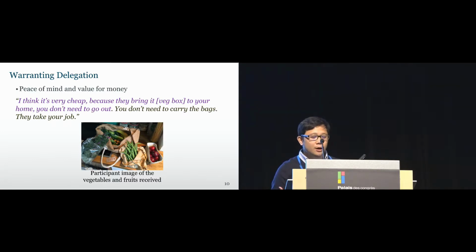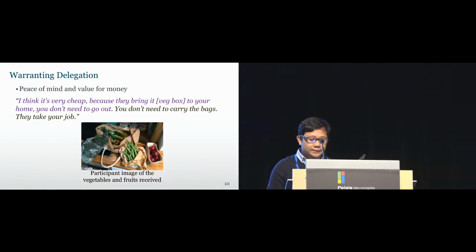The first theme is about warranting delegation. So our findings revealed that for people to be encouraged to delegate agency, especially to an unpredictable service, there are various conditions that need to be met. For instance, participants warranted agency delegation on the grounds that the veg box provided them with peace of mind. For example, this ensured that they always had a supply of fresh fruits and vegetables at home.